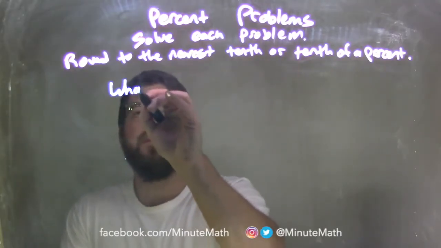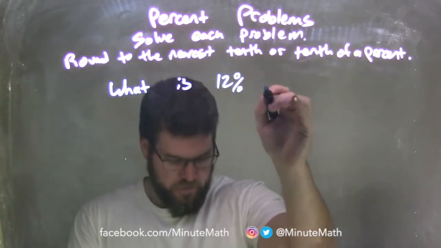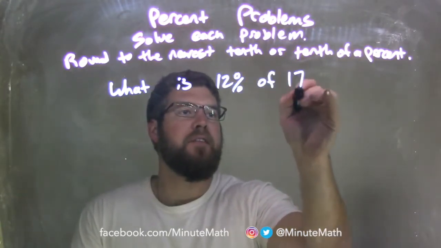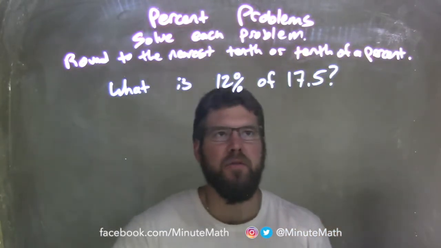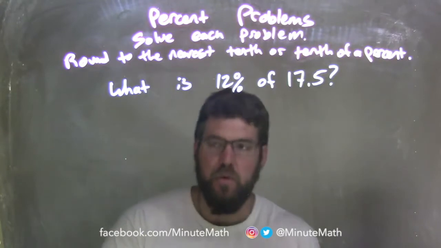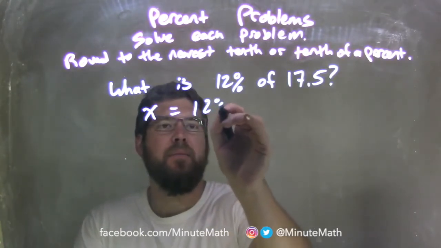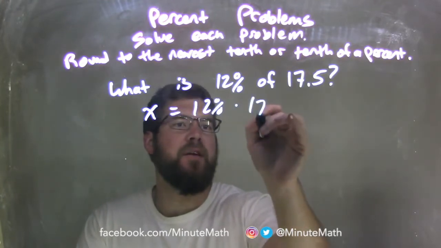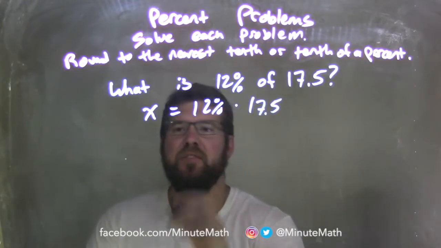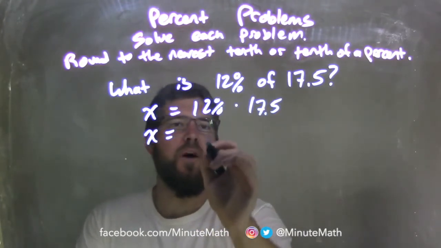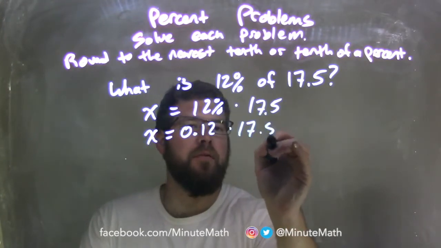What is 12% of 17.5? Okay, so what is 12% of 17.5? So let's write this into an equation. x, what is 12% of, multiplied by 17.5? First thing, let's convert that 12% to a decimal. So we have x equals 12% is 0.12 times 17.5.